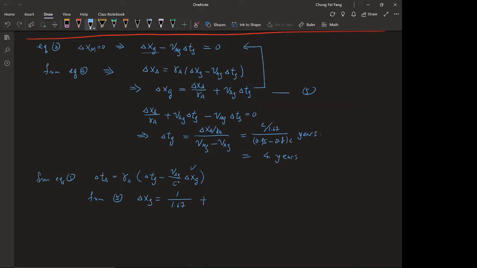plus vag, 0.8, multiplied by 4 years, which is 3.8 light years. So your delta Ta should equal gamma a, which is 1.67, times delta tg, which we found is 4, minus the 0.8 multiplied by 3.8. So you should get 1.6 years.